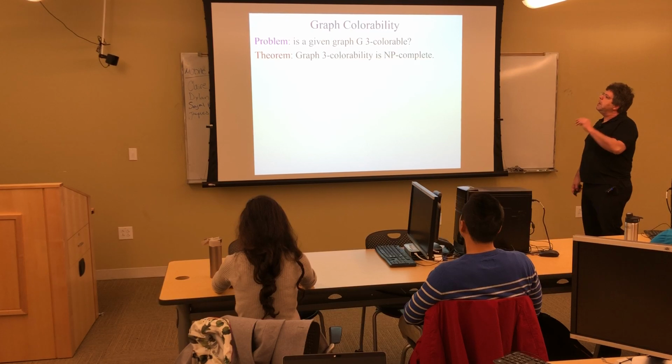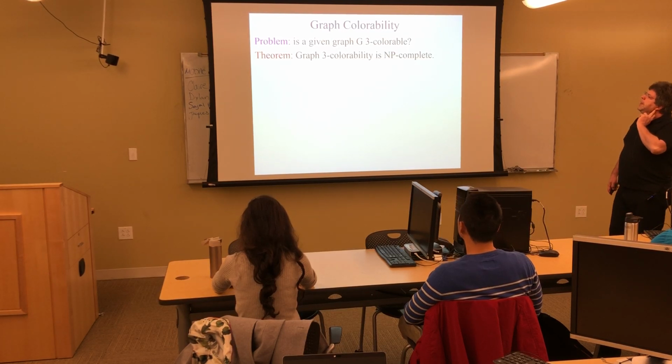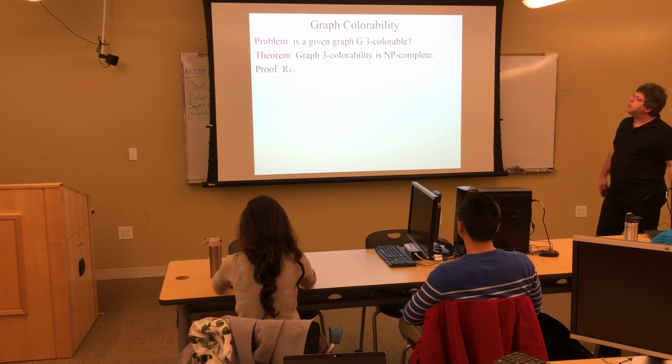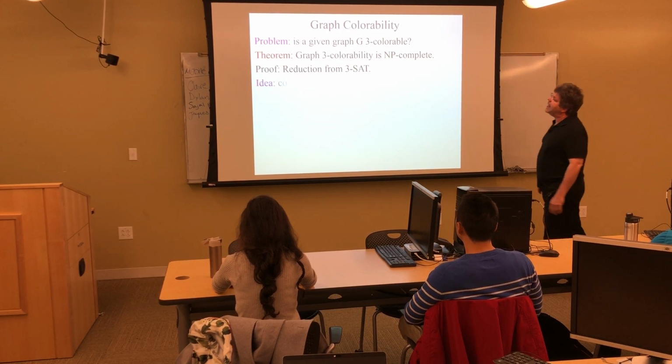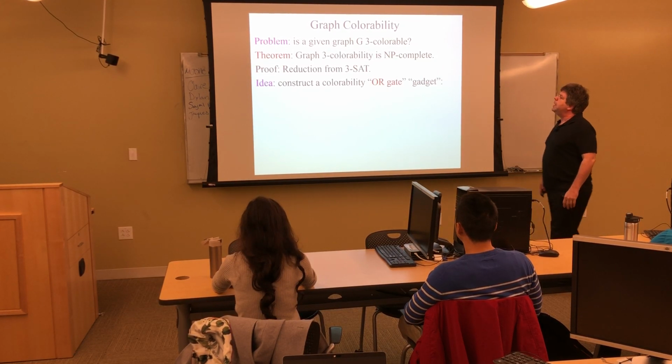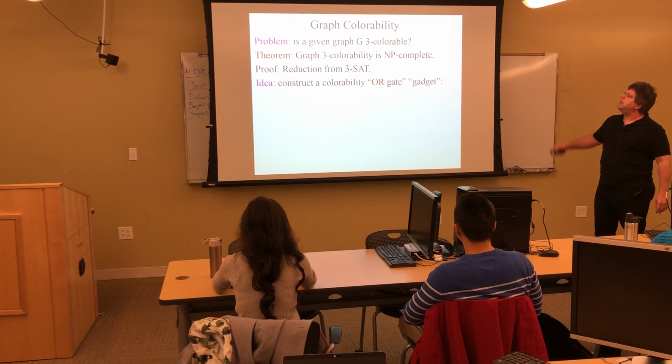And so we'll harp on colorability for now. Is the given graph 3 colorable? Turns out it's NP-complete, and we're about to prove it. We're going to reduce from 3 SAT. We're going to construct a bunch of gadgets that will be pieces of a graph. They'll act as OR gates.